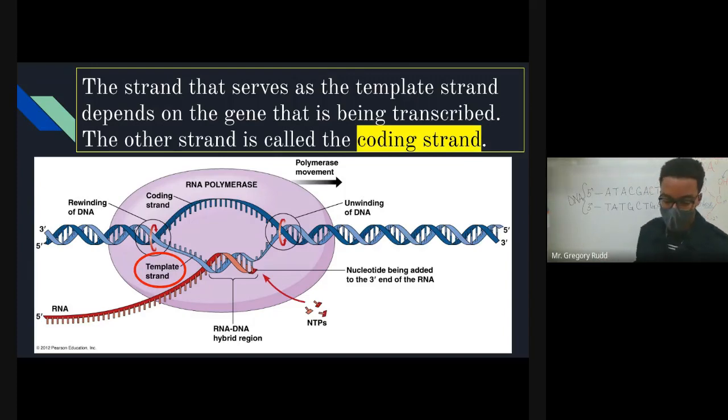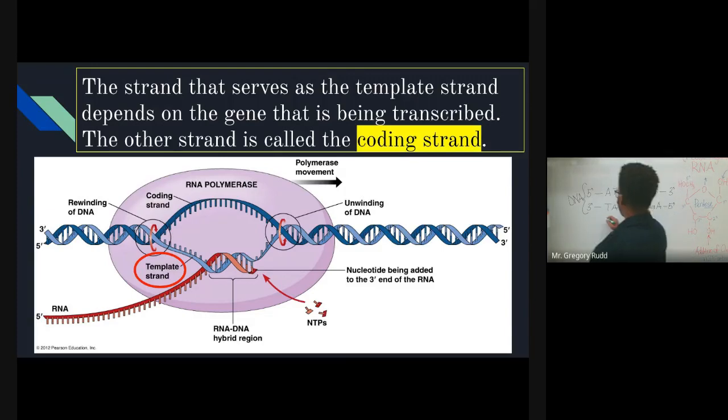Which one do you think we should transcribe, the top or the bottom? Okay, so you want to transcribe the bottom. It's always going to be transcribed in what direction? What direction does it get read? 3' to 5'. Yes. So that means that RNA polymerase is going to read it this way.